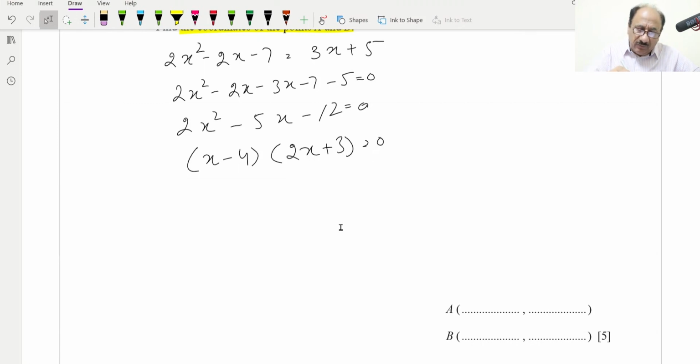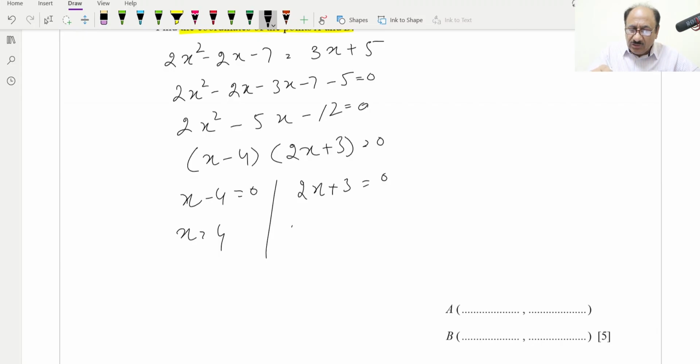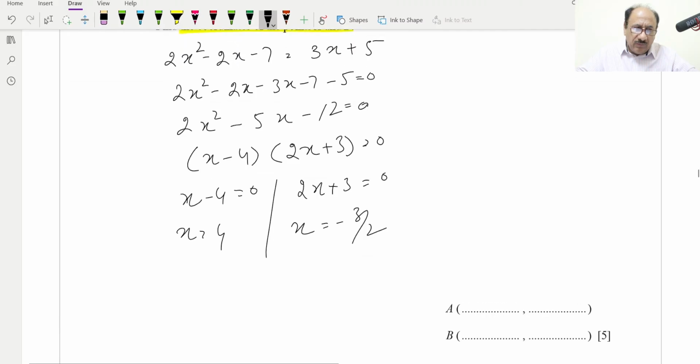Now we can find here x - 4 is equal to 0. This implies x is equal to 4, and 2x + 3 will be equal to 0. This implies x is equal to -3 by 2. So these will be the two values, and for this one, we need the y value also.